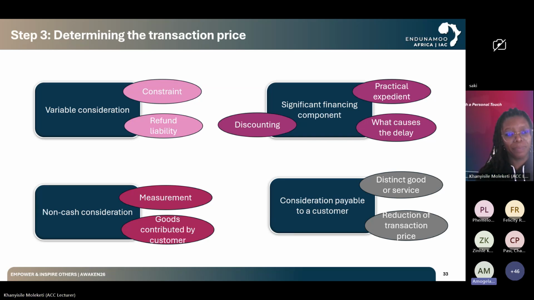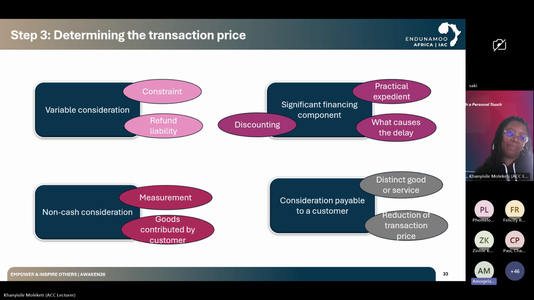Okay, so basically what we're trying to do, if the customer would only be paying us later, we obviously have to check if the customer will be paying us post 1 year, because then the practical expedient would not apply. If that's the case, we'll have to present value this amount to determine how much revenue we can recognize today, right?